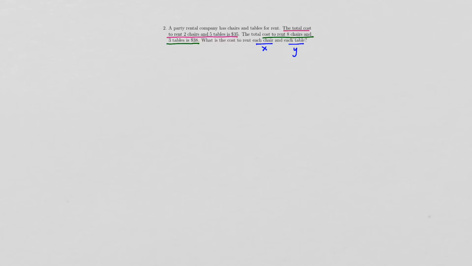So if we write the pink equation, it says 2 chairs, so that would be 2x, and 5 tables, so plus 5y equals 35. The green equation says 8 chairs, so 8x, and 3 tables, so plus 3y equals 38. So there's my 2 equations. If you notice here, I have an 8, and if I just multiply this top equation by 4, then I would have an 8. And since I want one of the variables to drop out, I'll actually multiply it by -4. And again, we're just going to distribute that to each of these pieces here.